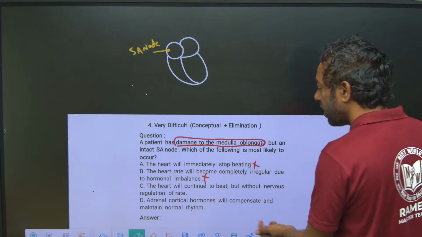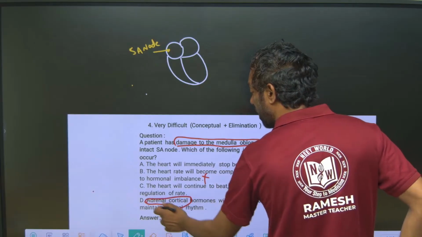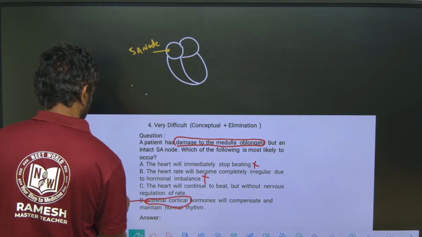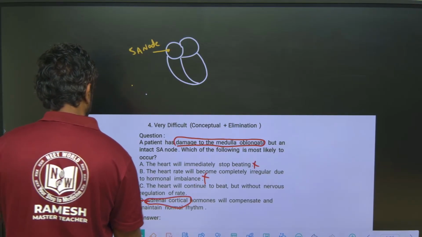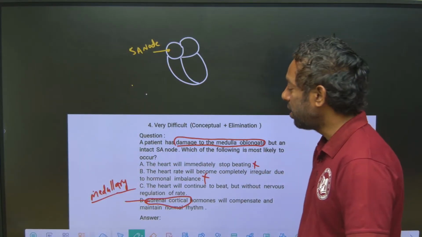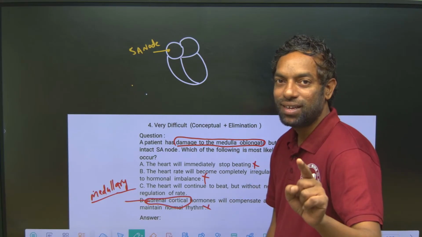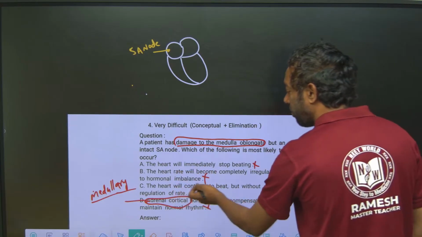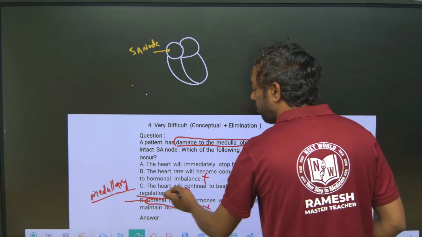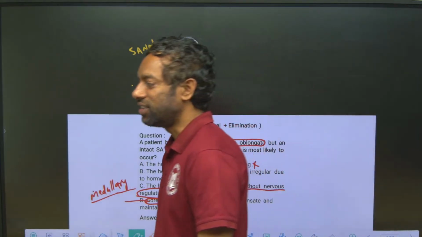Yeah, adrenal cortex hormones. I told you this: not adrenal cortical hormones, but adrenal medullary hormones. Adrenal medullary hormones can regulate the heart, not the adrenal cortex. They can control the heart rate, so this is also wrong. The answer is option C: the heart will continue to beat without nervous regulation. This is the right option for you guys.